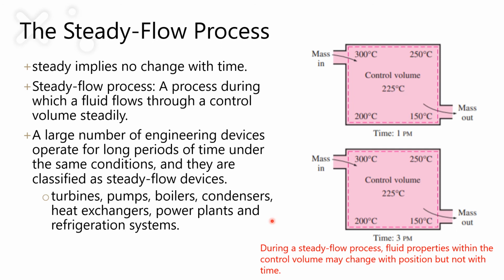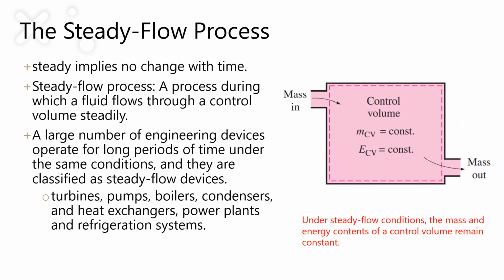A large number of engineering devices operate for long periods of time under the same conditions, and they are classified as steady flow devices. Examples of this are turbines, pumps, boilers, condensers, heat exchangers, power plants, and refrigeration systems. Under steady flow conditions, the mass and energy contents of a control volume remain constant.